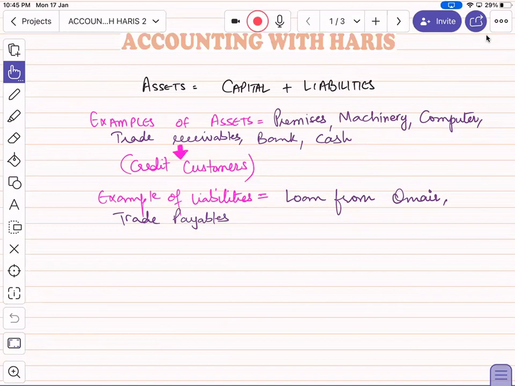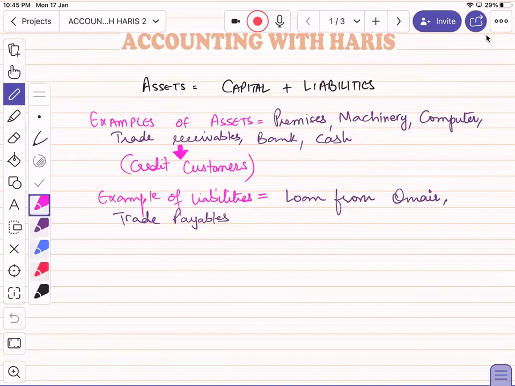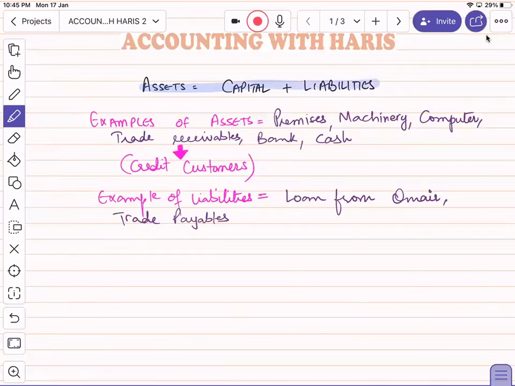In our last video, we discussed some fundamentals and key concepts of accounting, and we ended our video on the accounting equation. So what is our main accounting equation? Our main accounting equation is assets equals capital plus liability, as written over here. I can highlight that to show you this is our accounting equation: assets equals capital plus liability.